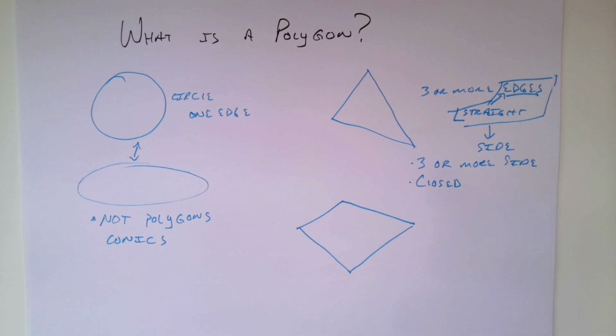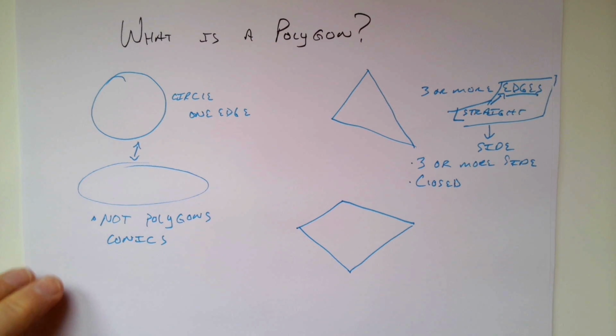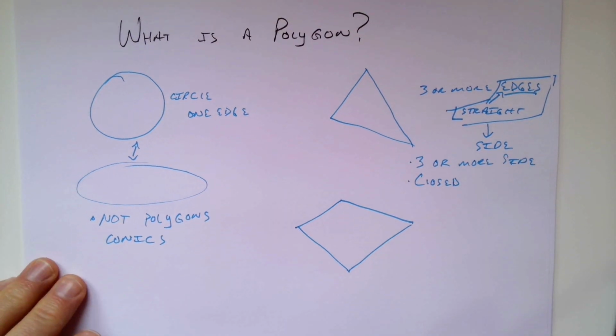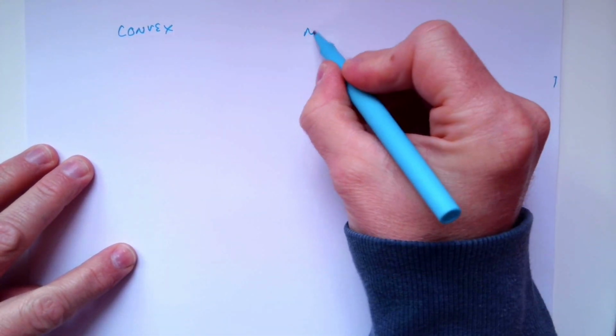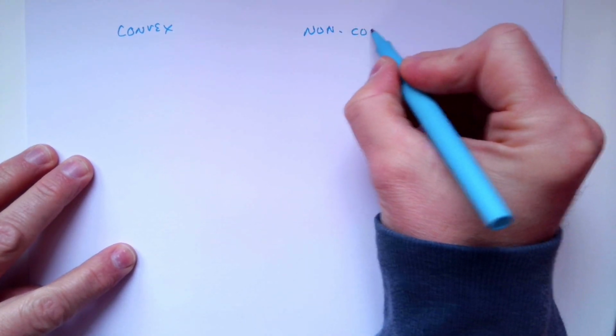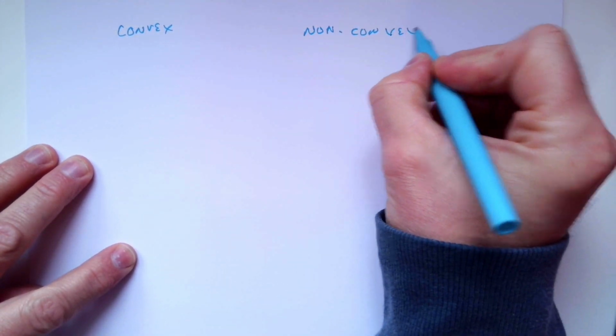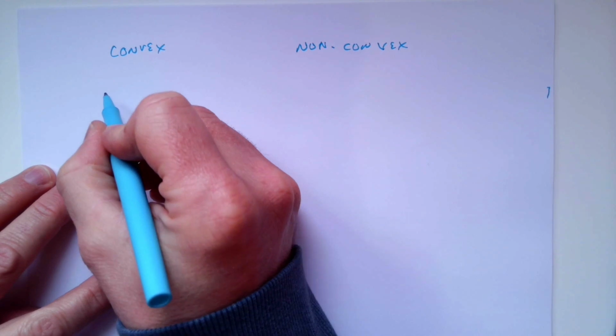So we have quadrilateral. Now, there's lots of different quadrilaterals that we should have a discussion about. Now, one of the big things that we need to discuss first is the difference between a convex and a non-convex polygon. What does a convex mean?